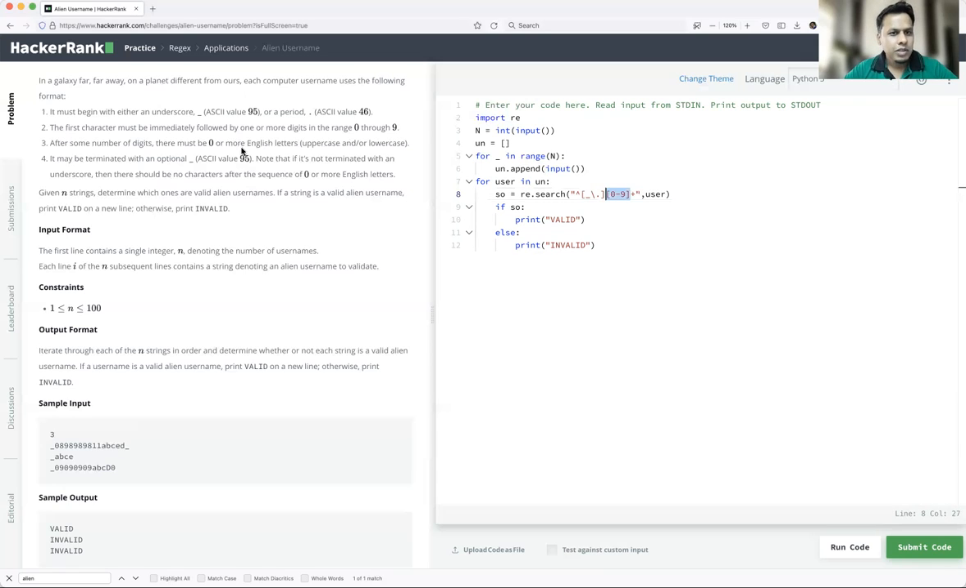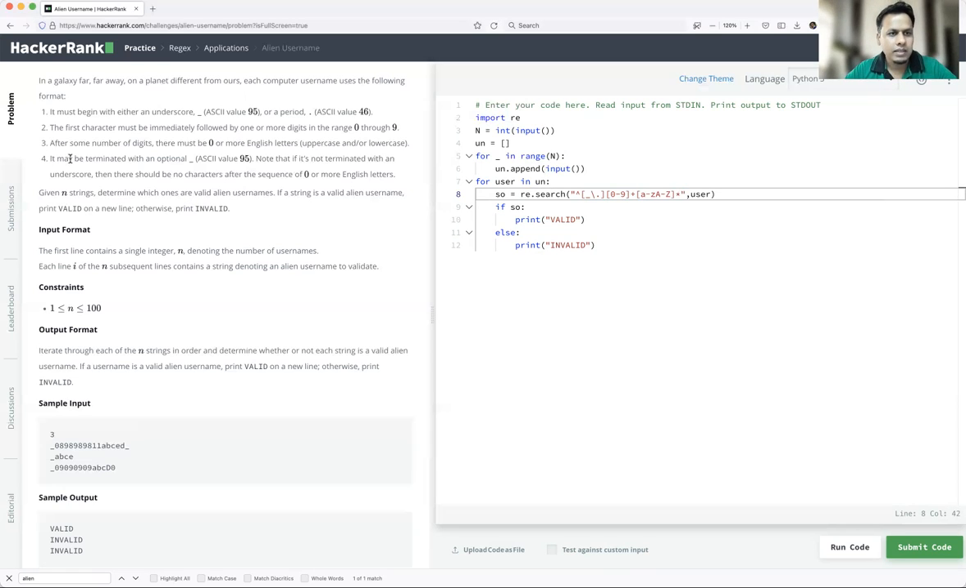There must be 0 or more English letters. How can you write that? Remember, they are saying uppercase or lowercase. So I'll take small a to small z and capital A to capital Z, and 0 or more. For that we have the quantifier star. Okay, so 1, 2, and 3, the first three conditions are satisfied. We'll validate after running the code.